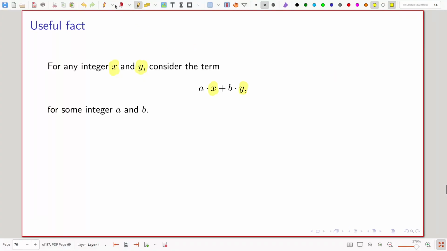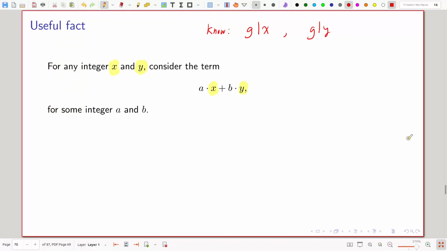If I know that g divides x, and if I know that g also divides y, what can we say about this term? Do we know that g also divides this term, if g divides x and g divides y?